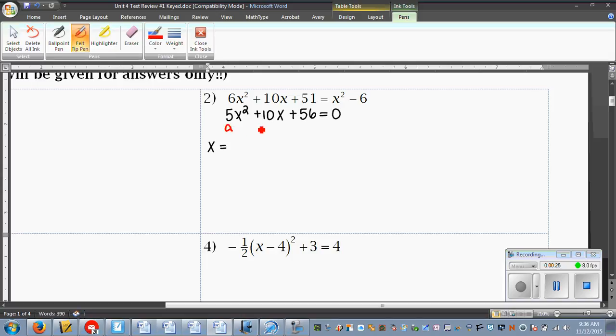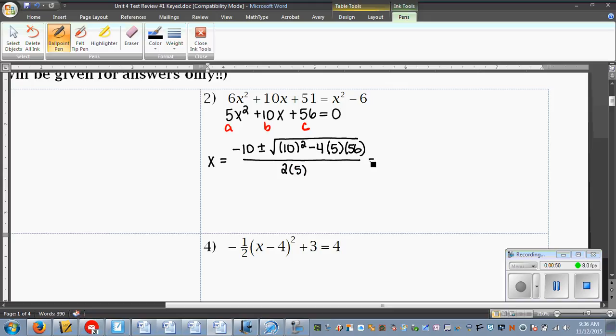A is 5, B is 10, and C is 56. So when I set up my formula, x is equal to the opposite of 10, plus or minus the square root of 10 squared minus 4 times 5 times 56, all over 2 times 5.